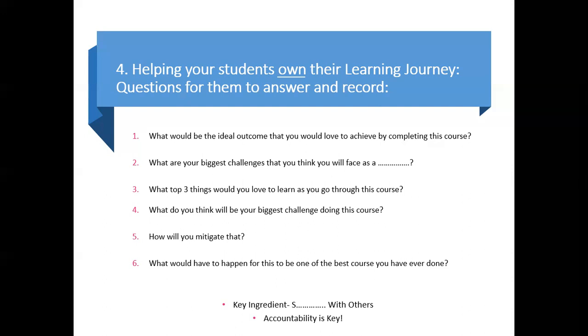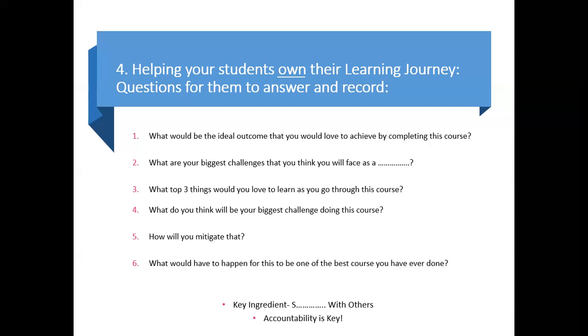Number 3, what top 3 things would you love to learn as you go through this course? Okay. Now, if they write down those top 3 things and then they share those things with you as a trainer, guess what? That gives you some secret information that you can make sure that you include in your course to really keep them hooked and engaged.